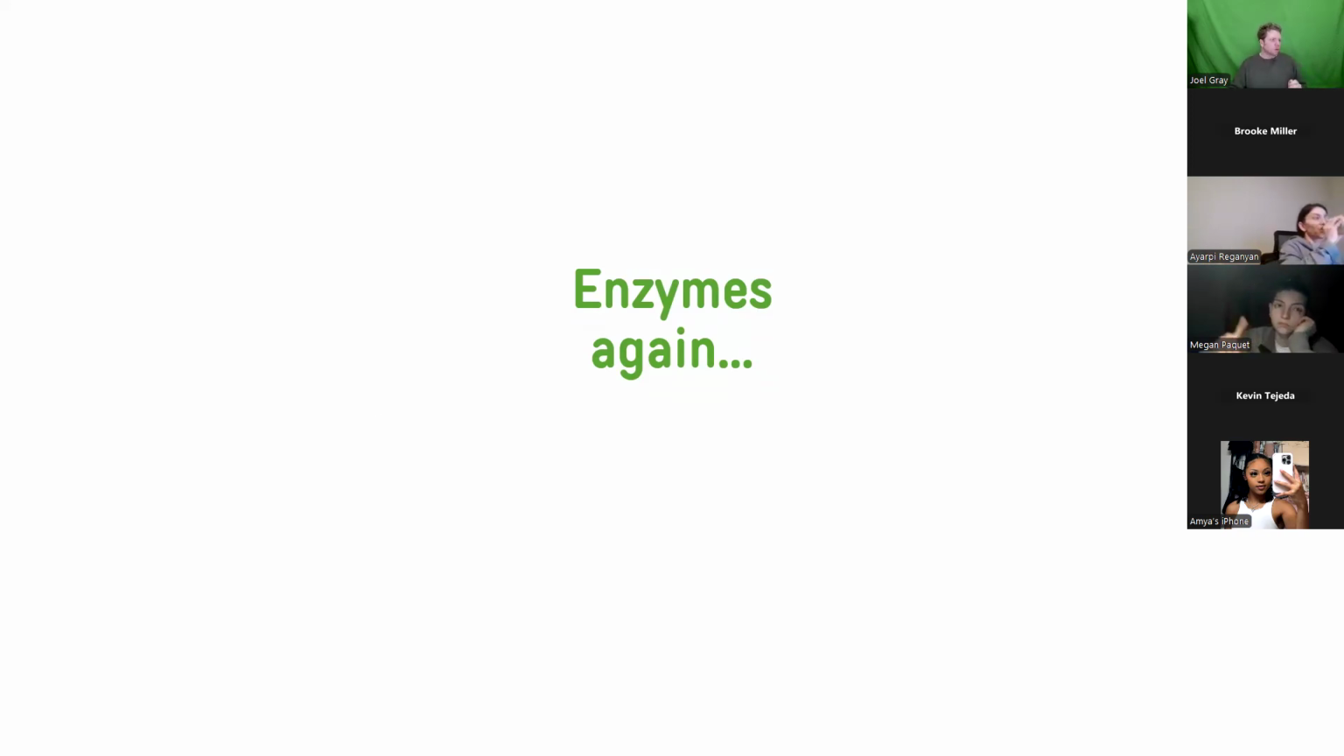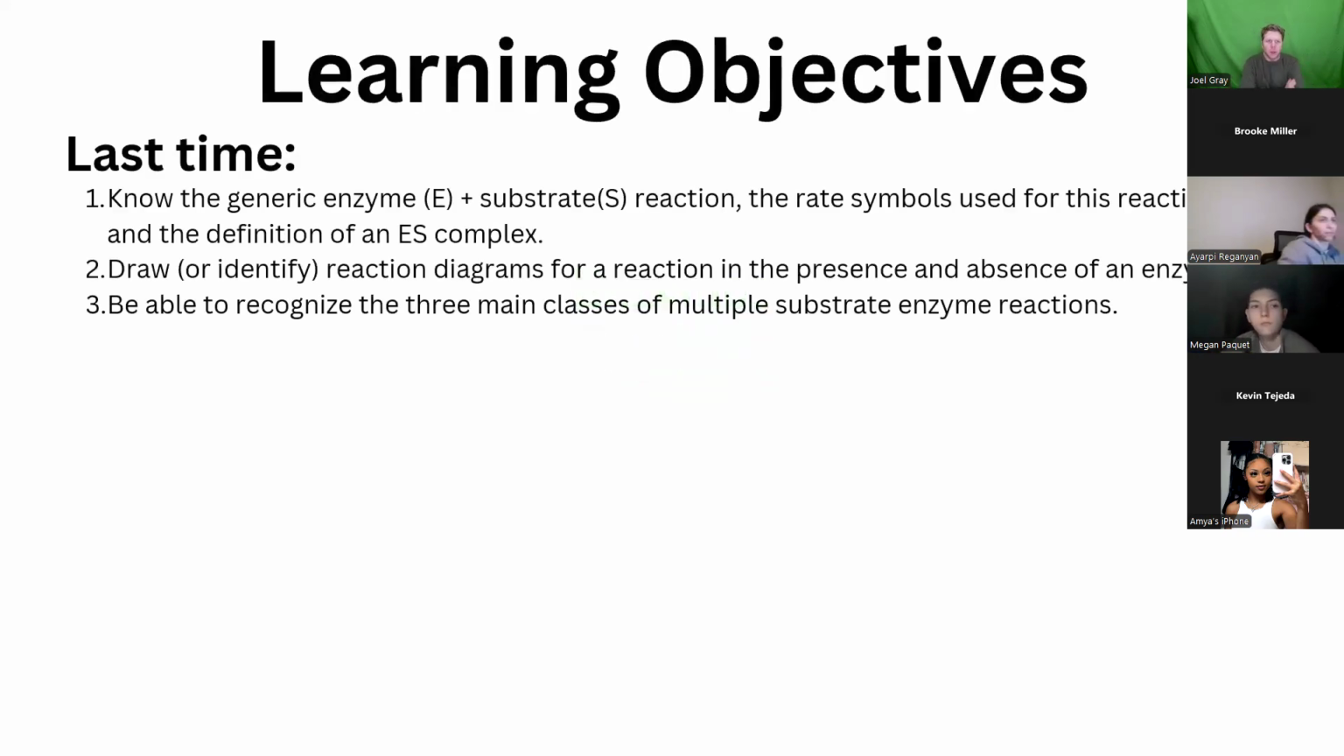So, with that in mind, we're going to look at learning objectives from last time. Last time, we tackled the generic enzyme, that Cleland notation, the ES complex, the EP complex.